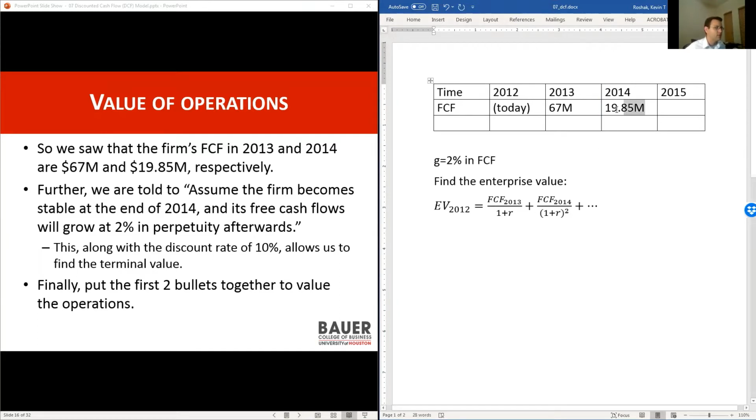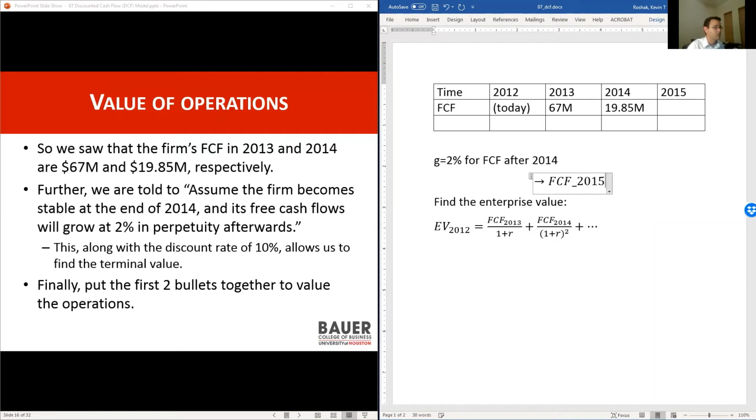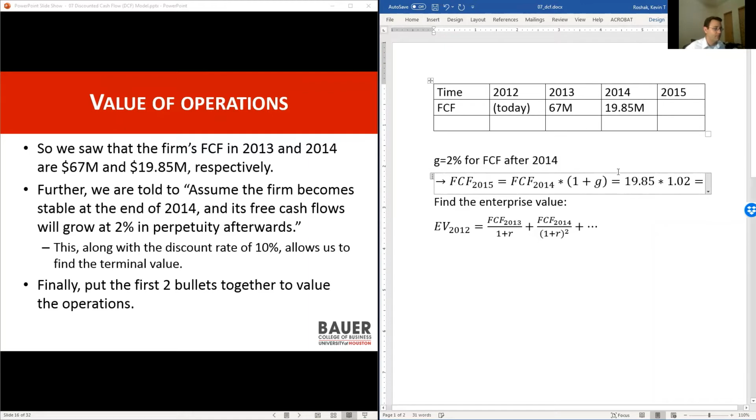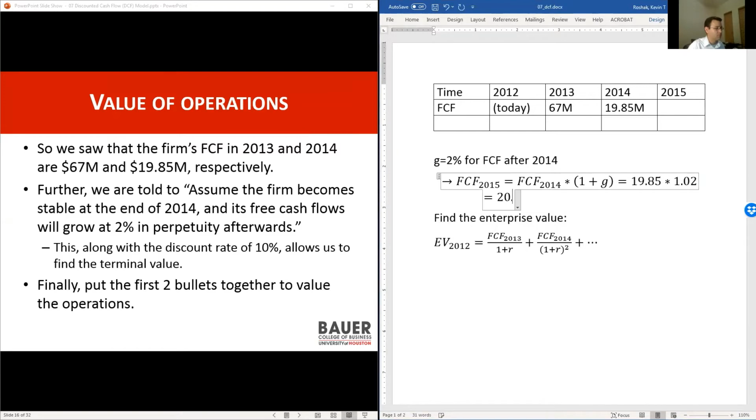So if we know what the free cash flows were in 2014, and we know that the growth is 2% for free cash flows after 2014, that means we can figure out what the free cash flow is going to be in 2015. It's going to be simply the free cash flow that we had in 2014 times 1 plus g. So 19.85 times 1.02. Plug that into your calculator to get about 20.25. So that gives us the cash flow for 2015.